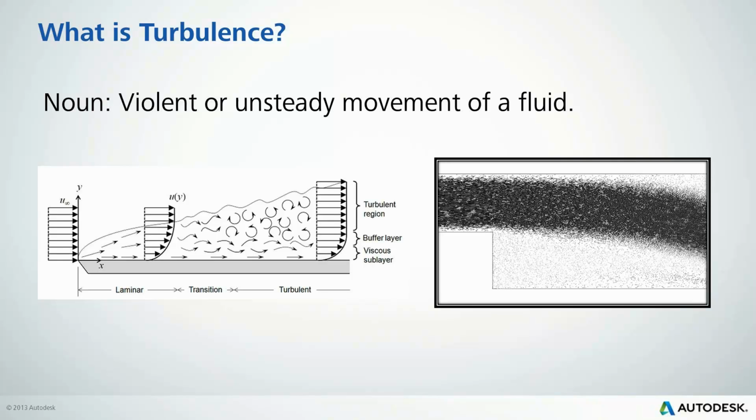On the right-hand side, you can see more of what a real flow pattern would look like over a backwards facing step, where the flow is very chaotic. It's not what we normally see inside of a CFD software, where it's a very smooth velocity profile from one end to the other.